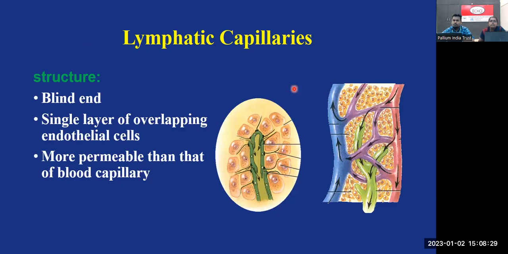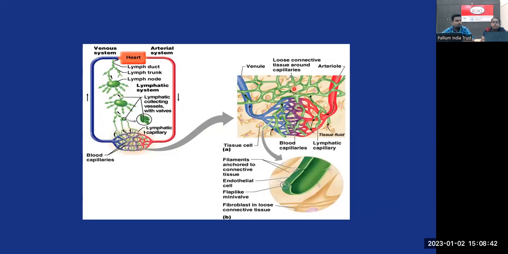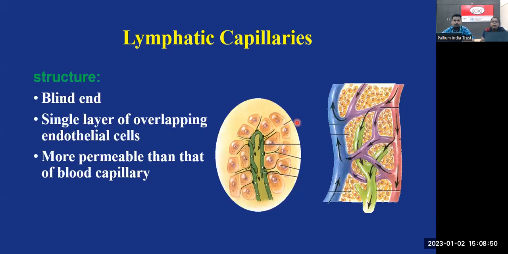So the next thing is, what are lymphatic capillaries? As I mentioned earlier, they are a single layer of overlapping endothelial cells. You can see that in the picture. The cells overlap, and it has a blind end and is more permeable than blood capillaries. That is why wherever lymphatic fluid or interstitial fluid is present, the lymphatic capillaries easily absorb it from the area.